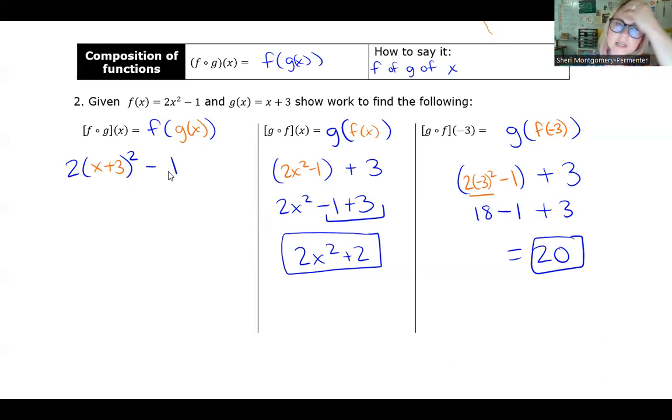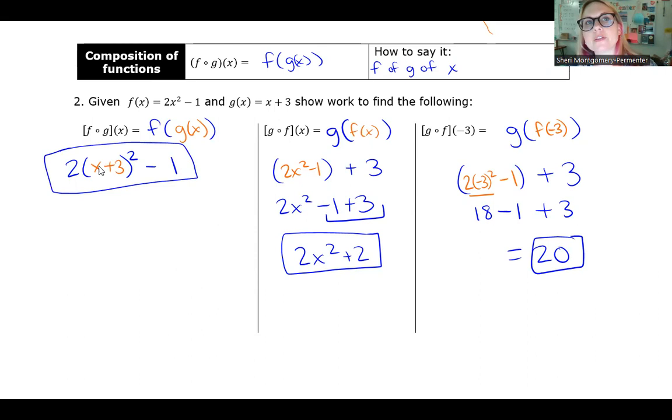Number 1 has an answer. You can evaluate it further, but we're not going to. You can leave it like that. You can FOIL this out. You can multiply x times 3 and x times 3. Is anybody still copying these? Okay.